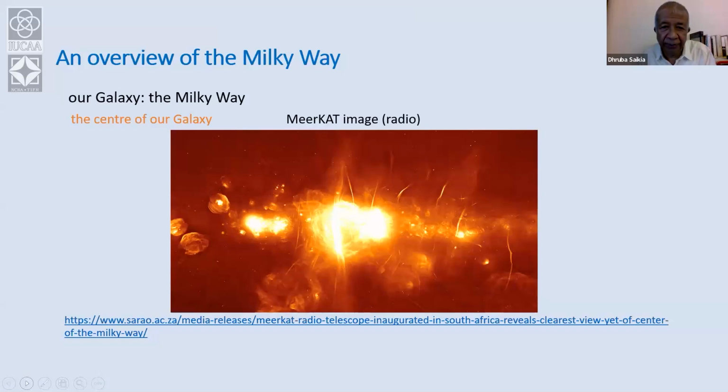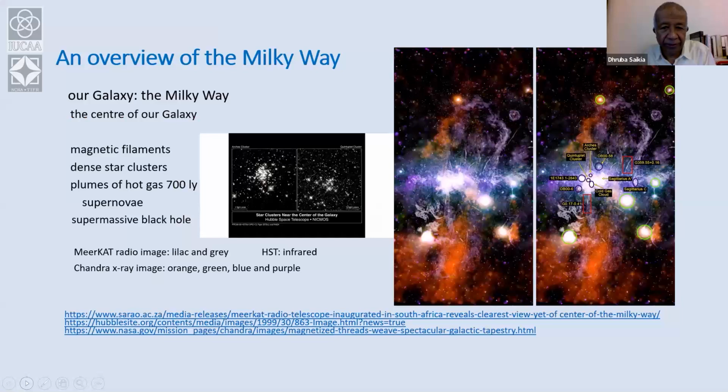This is a radio image. MeerKAT is a radio telescope, which will be part of the Square Kilometre Array being built in South Africa. And even in its early stages it has contributed immensely to the science. These are maps of the center of our galaxy.